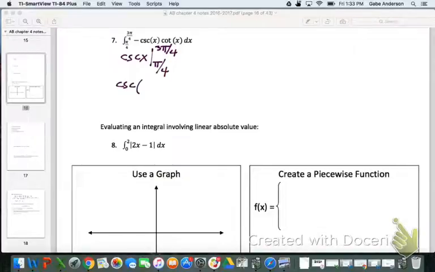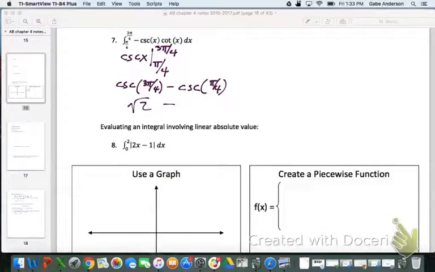So that would be cosecant of 3 pi over 4 minus cosecant of pi over 4. And here's where our friend the unit circle becomes important. Cosecant is the reciprocal of what other trig function? Sine, right? It's just the flip of sine. So what is sine of 3 pi over 4? 1 over root 2. So then cosecant of 3 pi over 4 would be root 2. So square root of 2 right here.